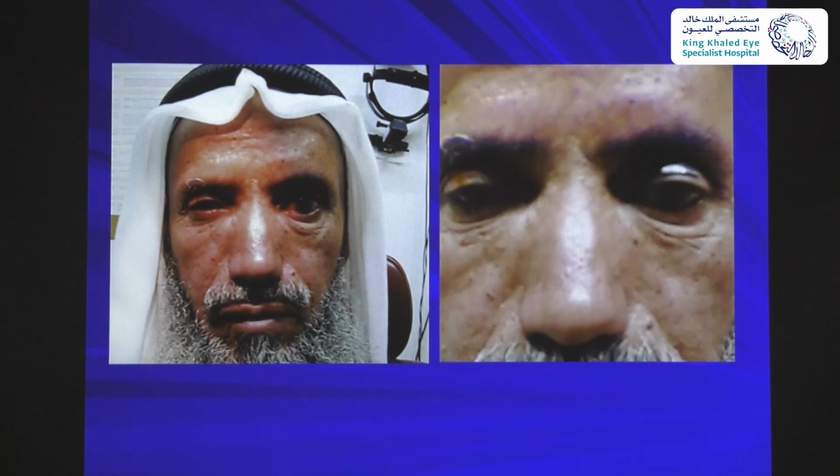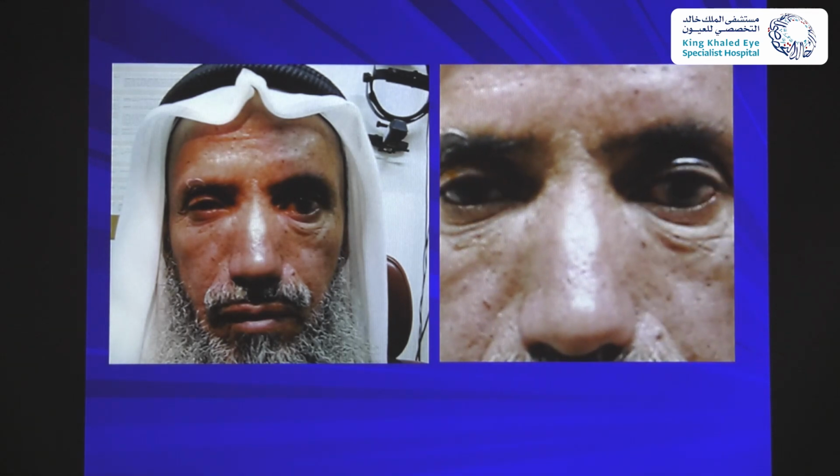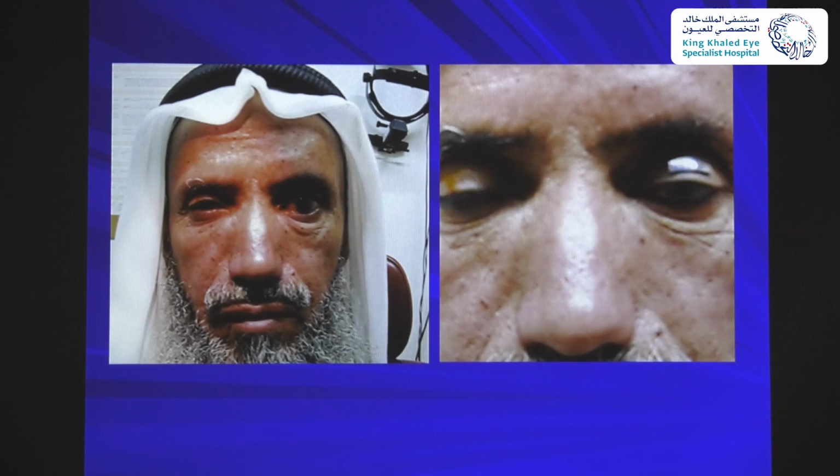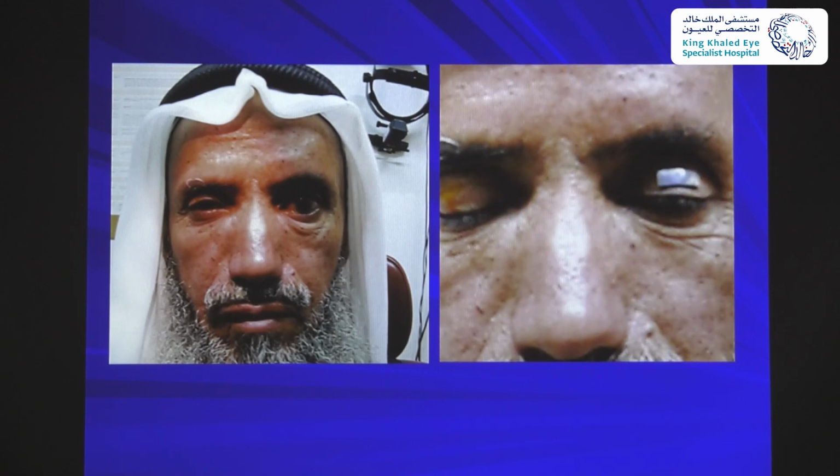So the gold weight, either gold or platinum, the main aim of it is to improve the blinking. And this is the dynamic way of improvement. Some people use a spring, which is falling out of favor because of complications. Only very few people are doing it now because of long-term complications.